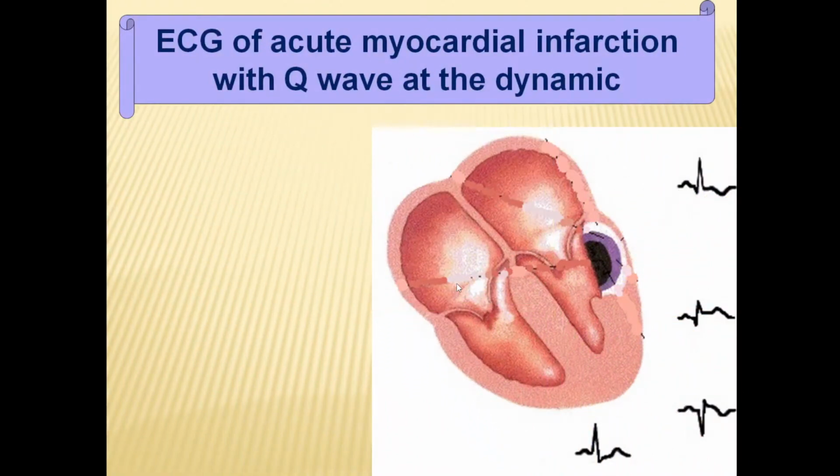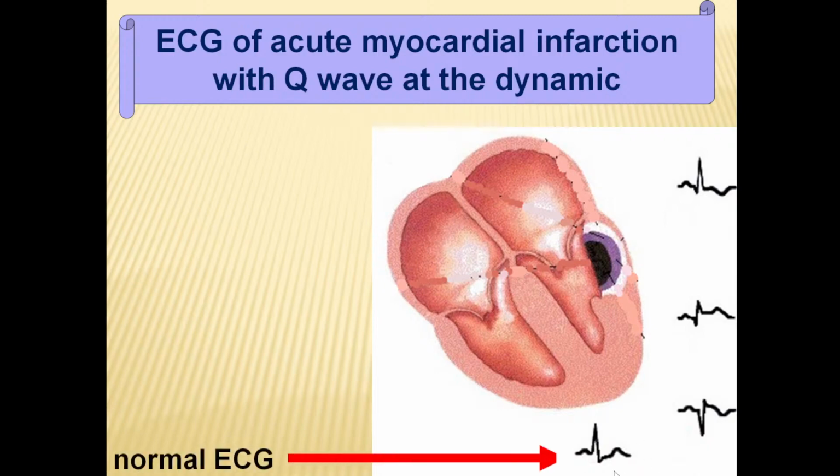Let's see the dynamic development of acute myocardial infarction with Q wave, otherwise with deep necrosis. Now, you see on this slide, first of all, a normal ECG: the ST segment is isoelectric, the T wave is rounded and asymmetric, and the Q wave is invisible. The patient calls the doctor due to pain in the heart region.